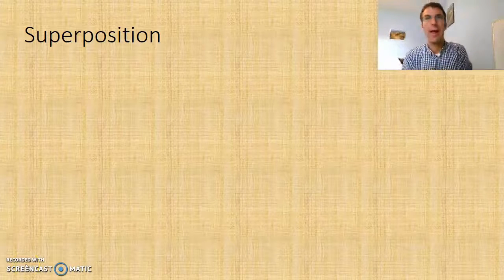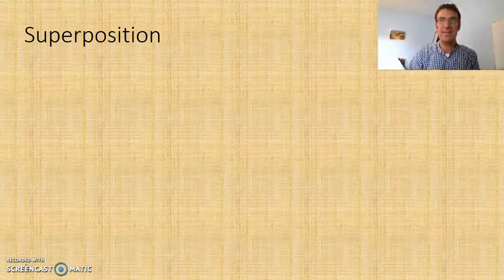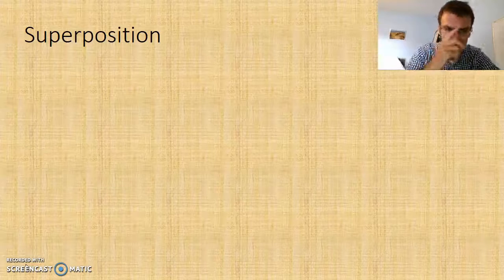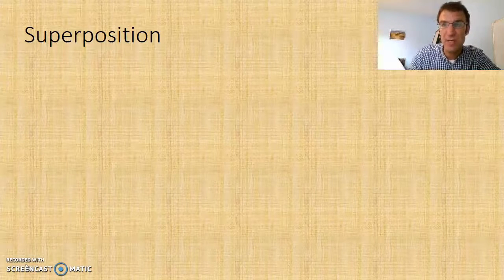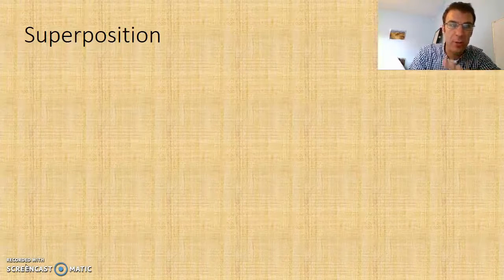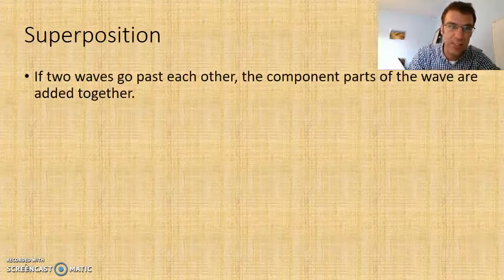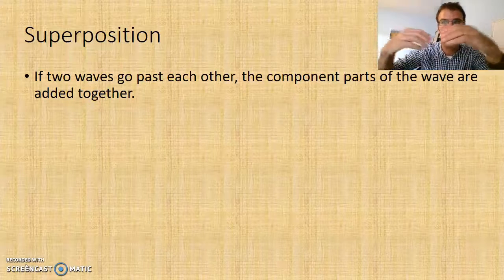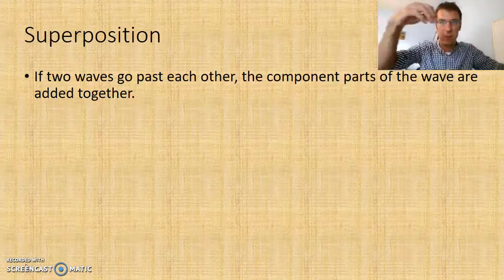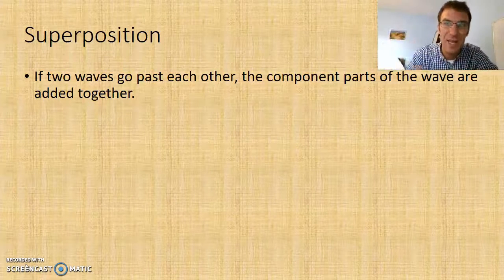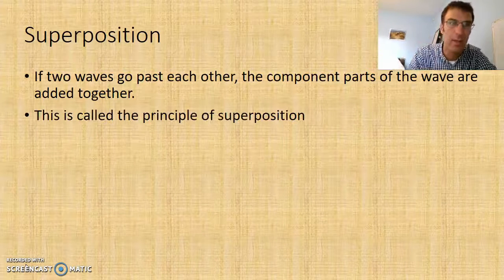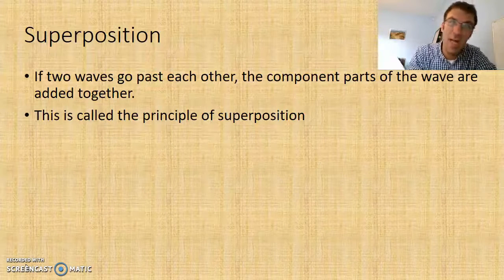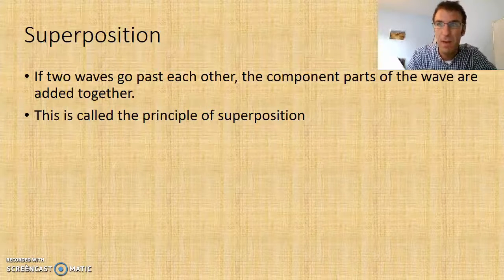Okay, video 3, superposition and interference. First of all, I want to just talk about superposition. It has to do with when two waves interact with each other. I'm going to show you a graphic in a second that's going to make a lot more sense. But basically, if there's a wave coming this way and a wave coming that way, and they meet, the component parts of the wave are added together. It's called superposition. I just love the word superposition, but let me show you this graphic.